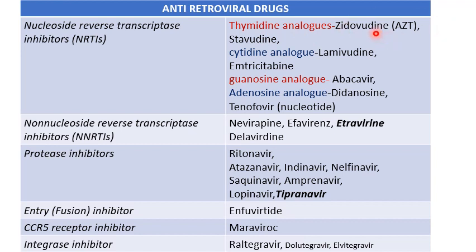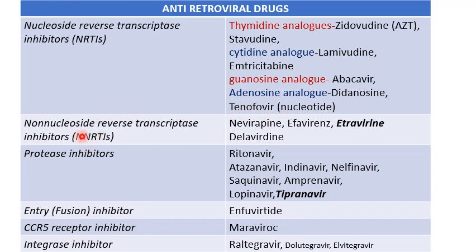Zidovudine is the first antiretroviral drug which was discovered, and zidovudine and stavudine are thymidine analogs. Lamivudine and emtricitabine are cytidine analogs. Abacavir is a guanosine analog, and didanosine is an adenosine analog. All these are nucleosides, and you have only one nucleotide available, which is tenofovir. It is a monophosphate, so it contains one phosphate group attached. So it is a nucleotide. The only nucleotide analog available under antiretroviral drugs is tenofovir.